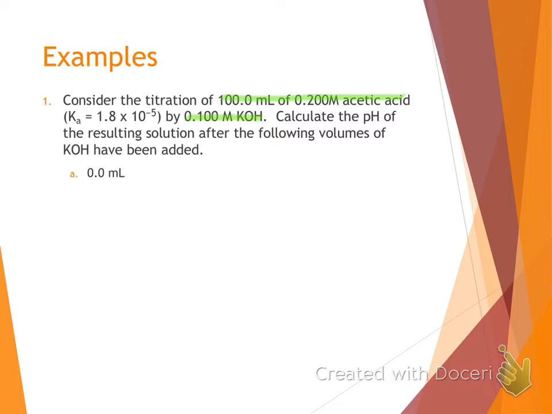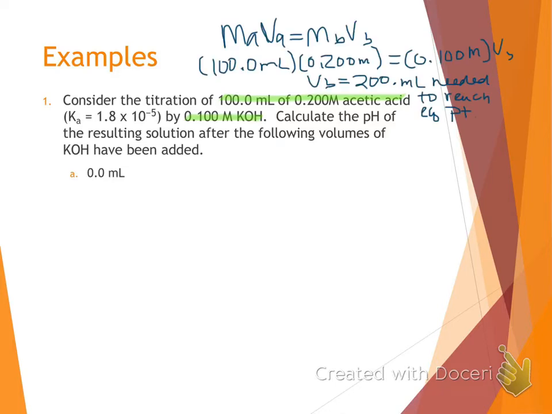One thing that I would recommend on this type of problem is always figuring out where that equivalence point is first. Because once you know your equivalence point, we can figure out whereabouts we're at based on that. So let's do that first, using MAVA equals MBVB. I see that it's going to take 200 milliliters to reach the equivalence point.